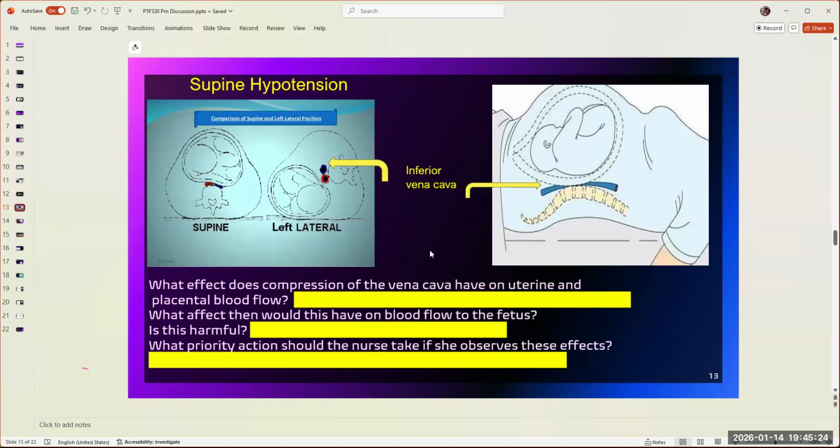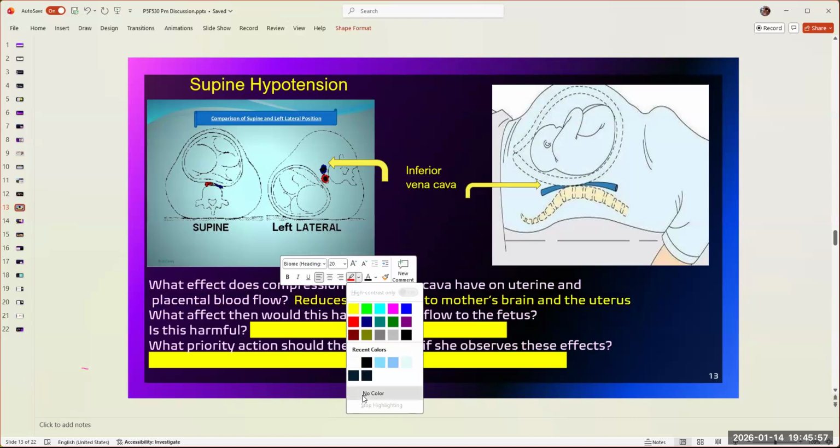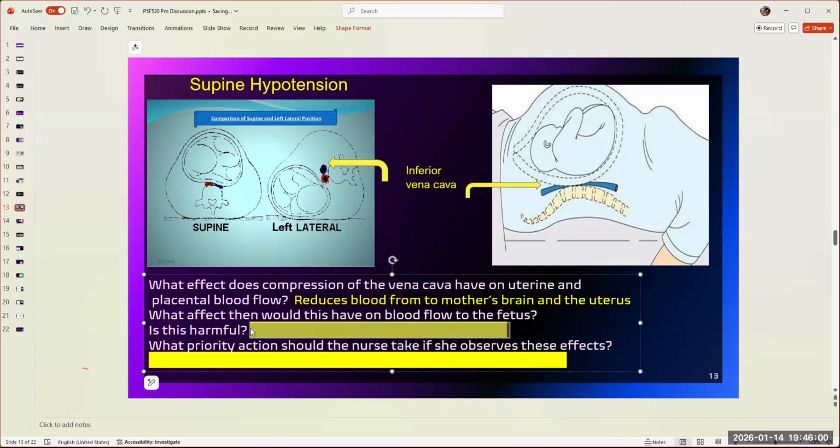So we're going to roll her to her left side because the vena cava tends to run more on the right side of the vertebrae. Just roll her to her left side. Sometimes we do it the other way. If the left side doesn't work, we're going to roll her to the other side, or maybe up on her hands and knees to try to improve blood flow to the placenta. Okay, so I answered all the questions and we talked about it. So it reduces blood flow to the brain and the uterus and reduces fetal blood flow and fetal heart rate.